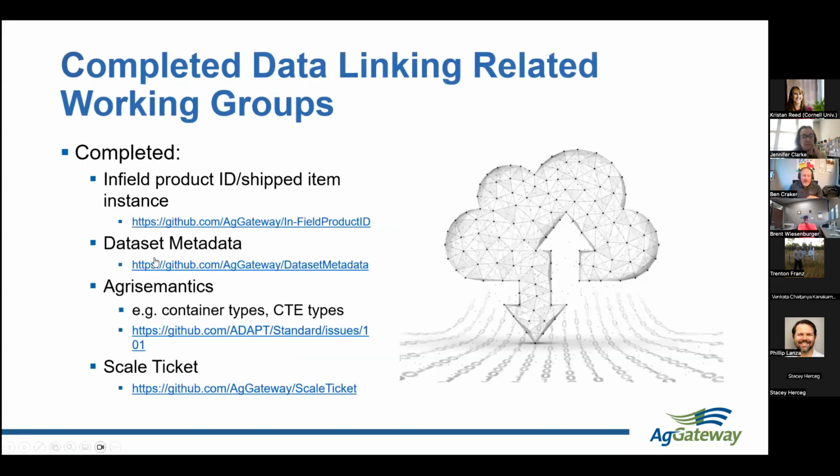So we've got some completed work there on that in-field product ID, that shipped item instance I talked about with the seed use case. Dataset metadata is another thing they put together, trying to standardize some metadata, because everybody's got their cloud system now. So when you go out and query these different cloud systems, it's a little more consistent, so that everybody has yield be the same thing, and when I ask for yield, we understand this is what we mean. Obviously agri-semantics, I didn't go into that, but it underpins all this. That's another one of our big advisory groups where we're trying to drive more semantic integrity in the things we do, to make sure that we're using controlled vocabularies, as well as the definitions that go along with them.